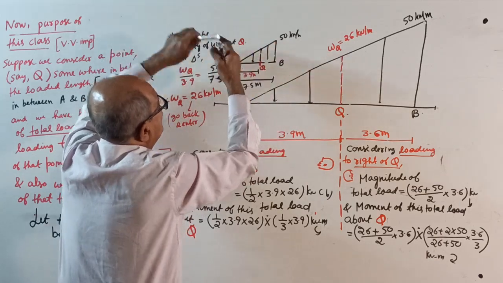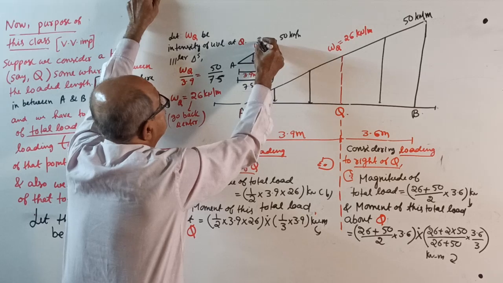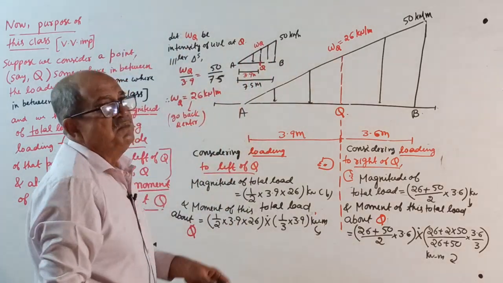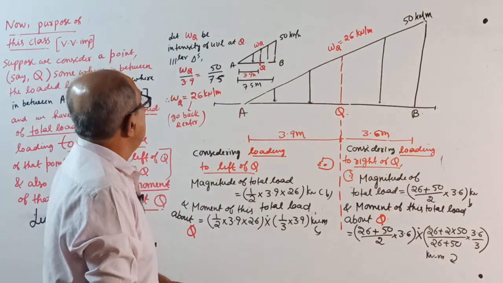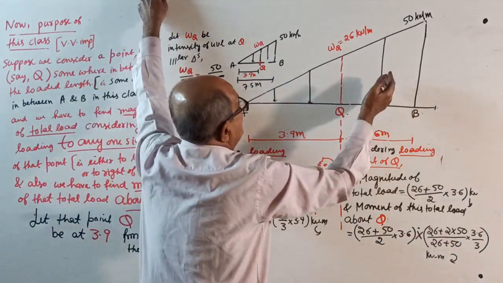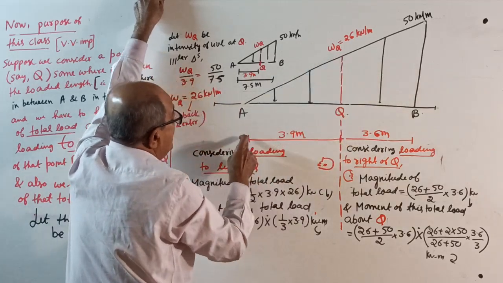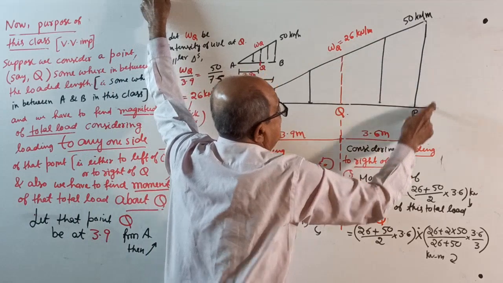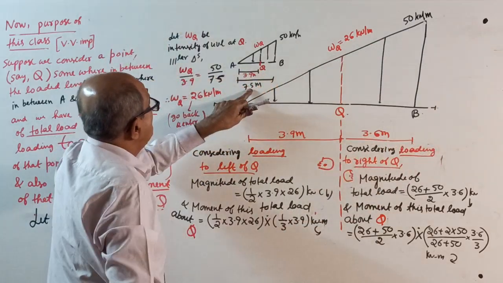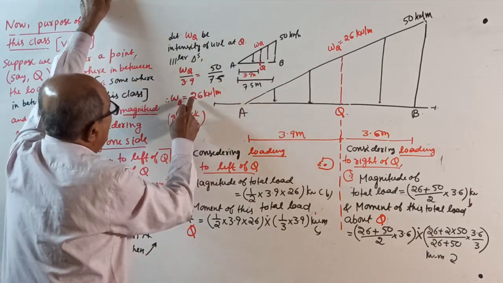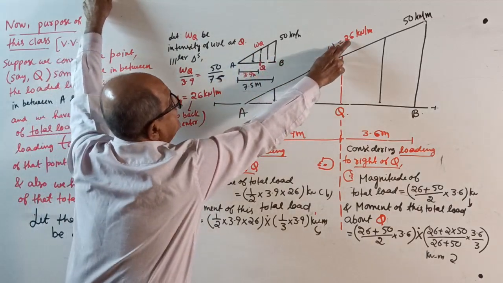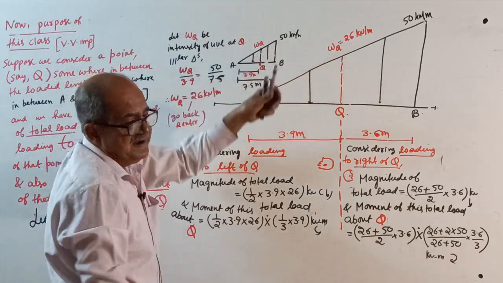Now see, here there is an intensity. Here 50, here 0. Let it be w suffix Q. Small w is the intensity at the point Q. Then you can see this diagram only. From similar triangles, wQ divided by 3.9 equals 50 divided by 7.5. Use similar triangles and get wQ as 26 kN per meter. Calculate and enter the answer.